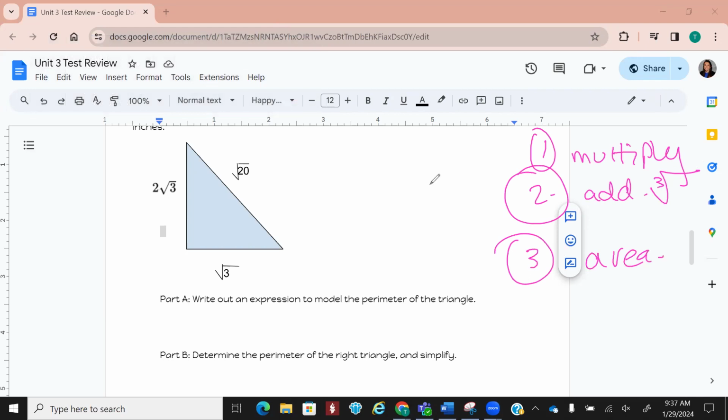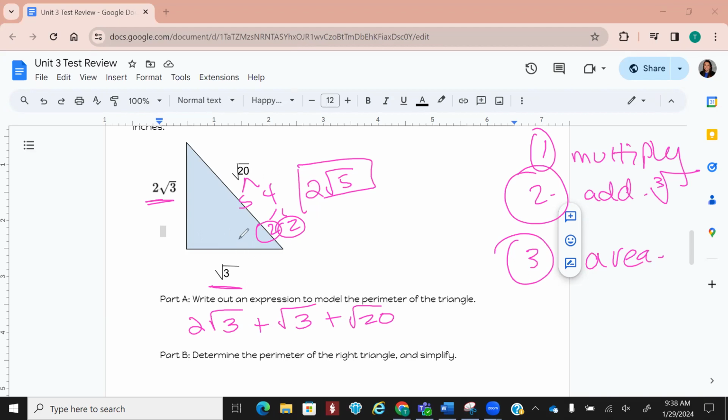So, all right. On this first one, it says write out an expression to model the perimeter of the triangle. So our expression would look something like this. Now, can we simplify this 2 square root of 3? No. Can we simplify the square root of 3? No. But what about the square root of 20? Yes. We can break that down into 5 and 4, and then 2 and 2. So this can be simplified to 2 square root of 5.